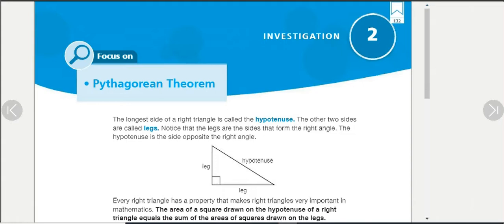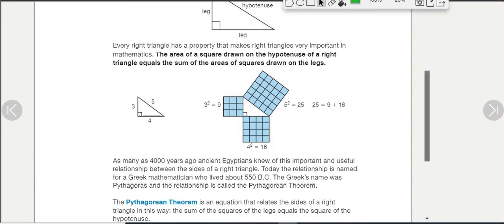So, longest side I introduced to you last time. The longest side of a triangle is right here, opposite the biggest angle, and it's going to be called a hypotenuse. The other two sides are just called legs. That's what we usually call them. Notice the legs are the sides that form the right angle, which is right here. And the hypotenuse is opposite a right angle. So what we're using today is a theorem that works for right triangles when we're missing the hypotenuse.